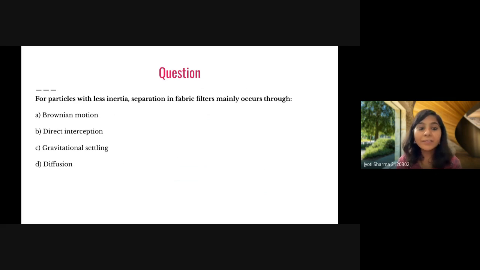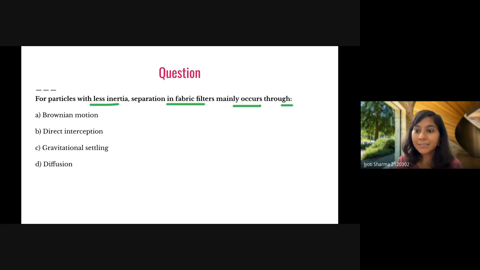Okay, for particles with less inertia, separation in a fabric filter mainly occurs through Brownian motion, direct interception, gravitational settling, or diffusion. For particles that do not have much inertia, meaning the particle is a little smaller in size, the separation in the fabric filter may occur due to... any guesses?